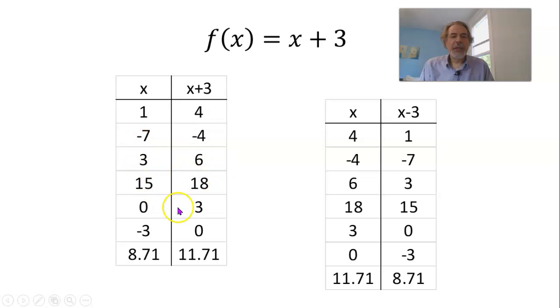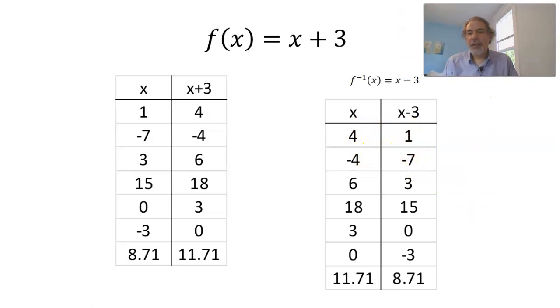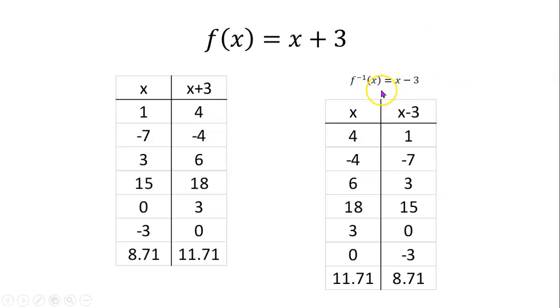Notice, by the way, that the pairs of numbers here are the same as the pairs of numbers here, but switched around. We've interchanged the first and second numbers, like the x and y coordinates. The function that undoes what my function does, the inverse of this function, is x minus 3. So if f of x takes a number and gives you that number plus 3, f inverse of x takes a number and gives you that number minus 3.